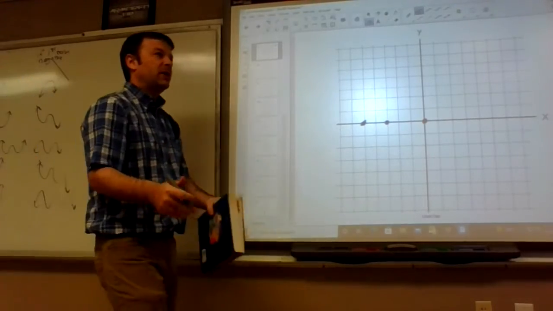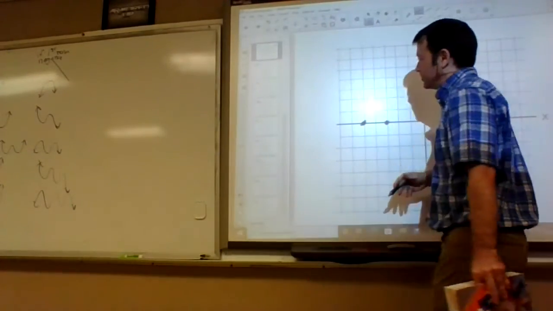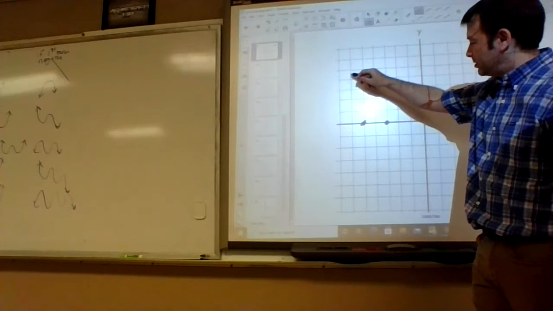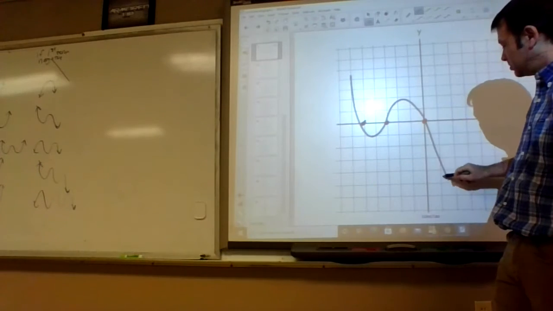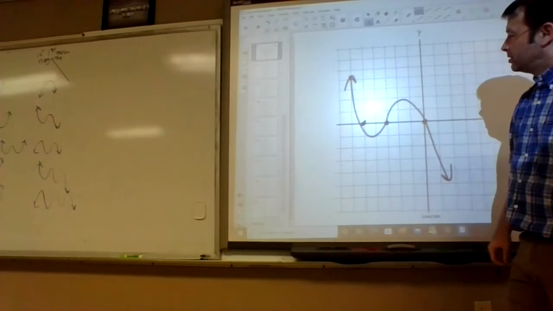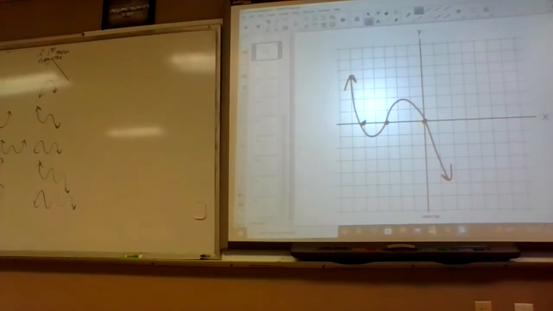Normally odd powers go up from left to right, but if it's negative, it's going to go down from left to right. Doesn't matter where you start. I'm just curious, how would you find the y-intercept?